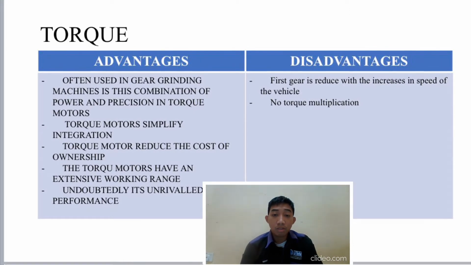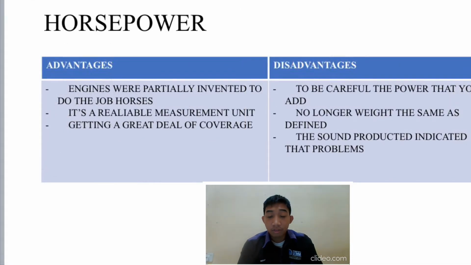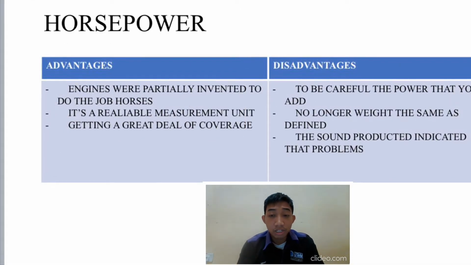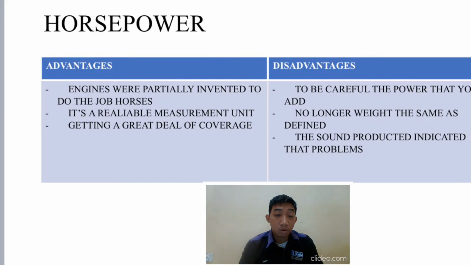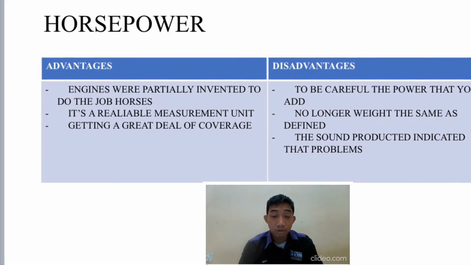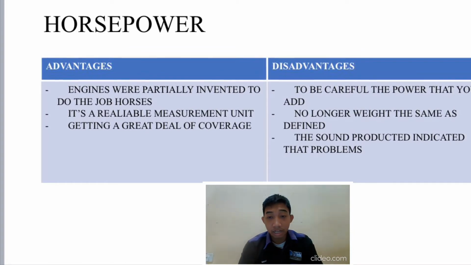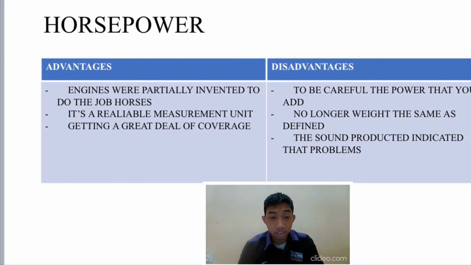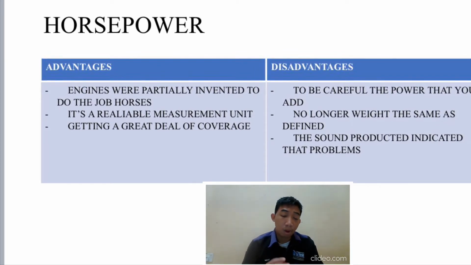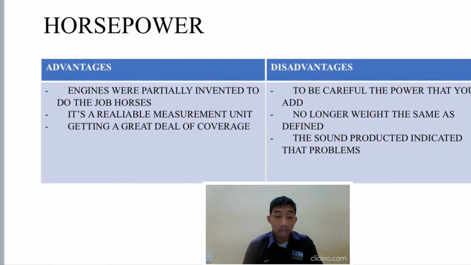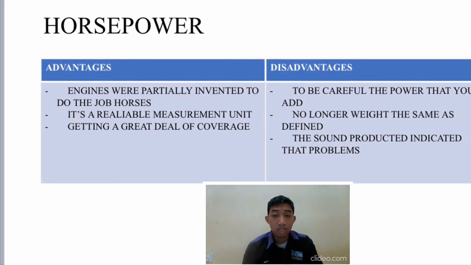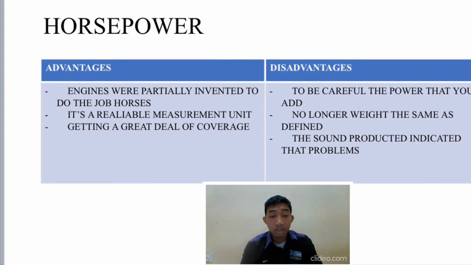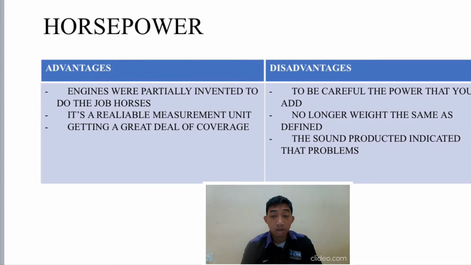For the horsepower advantages, first, engines were particularly invented to do the job of a horse. It is a reliable measurement unit, and it is getting a great deal of coverage. For the disadvantages, you have to be careful about the power that you add, and it no longer weighs the same as defined. Finally, the sound produced indicates problems.